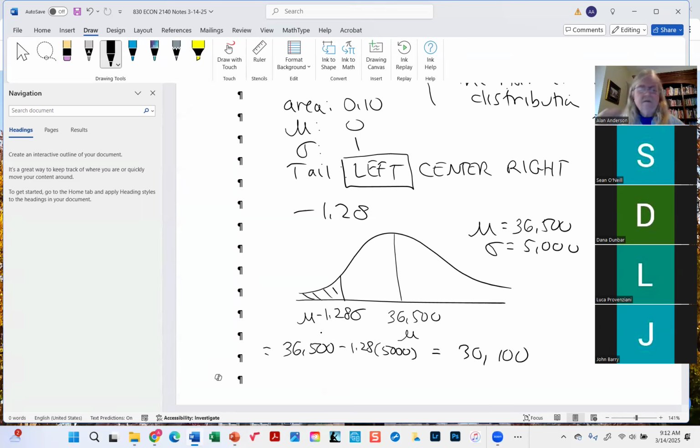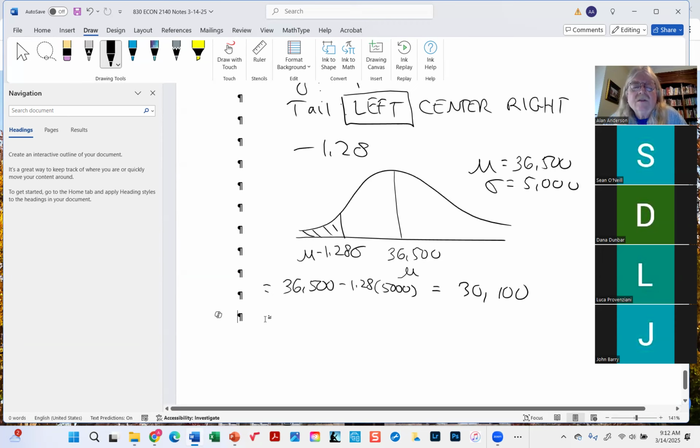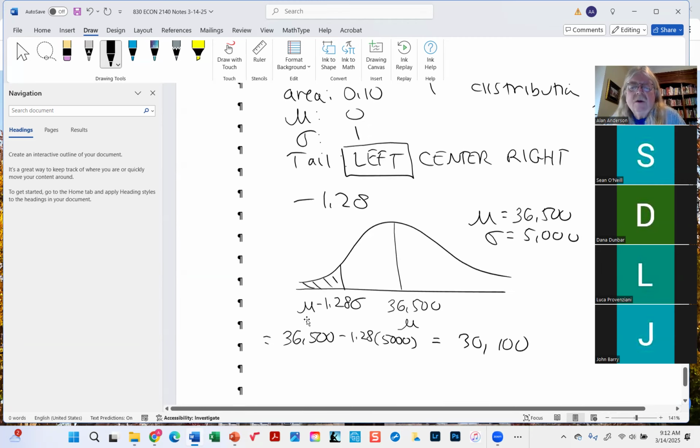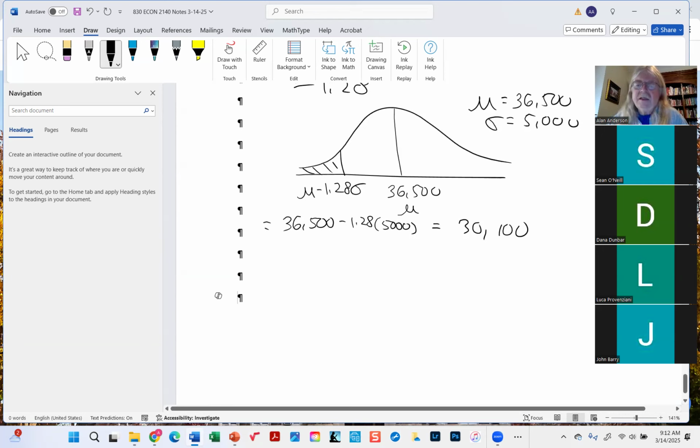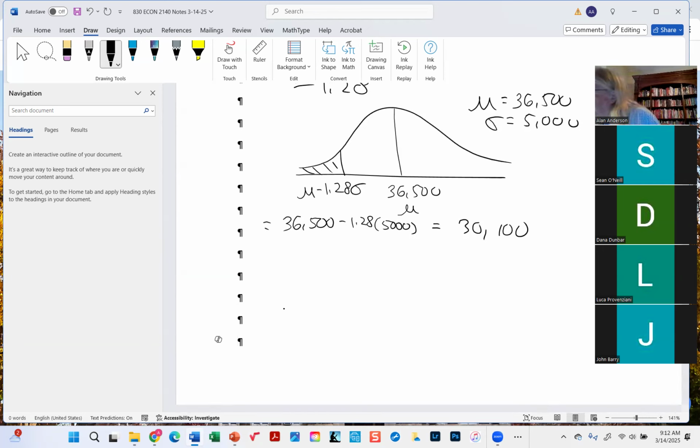So in other words, we're going to guarantee the customers, if your tires don't last at least 30,100 miles, we'll give you a refund or new tires, whatever, probably new tires. They won't give you your money back, but they'll give you new tires. So in other words, that means that under this normal curve, this is the mean.